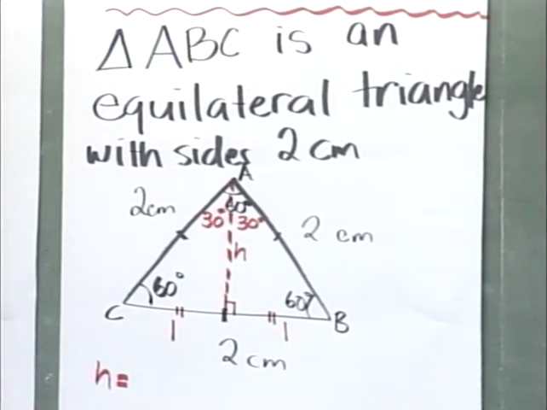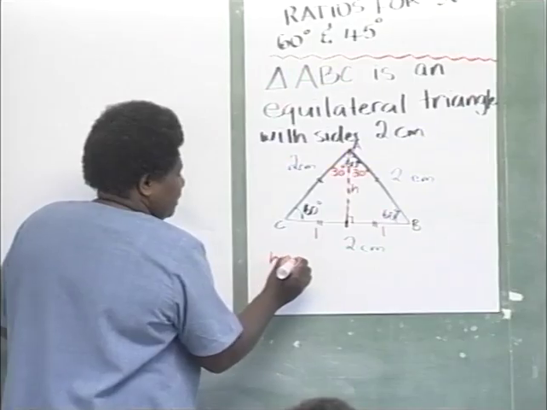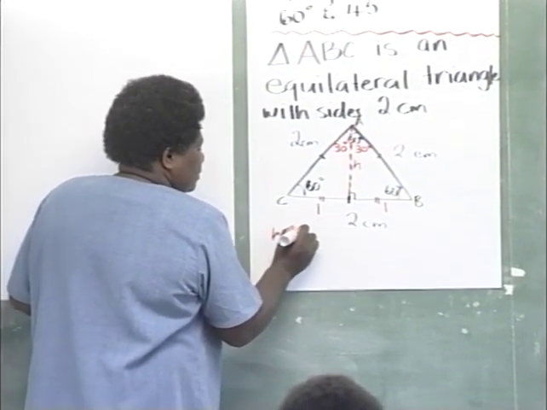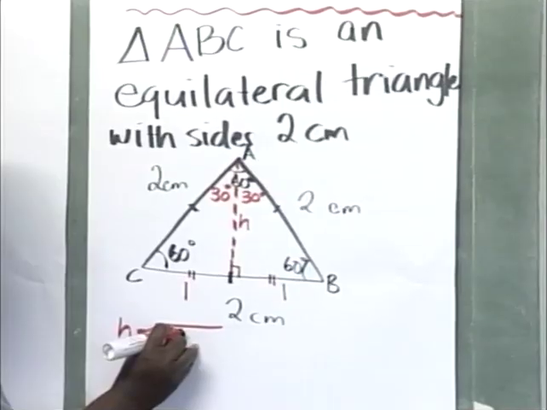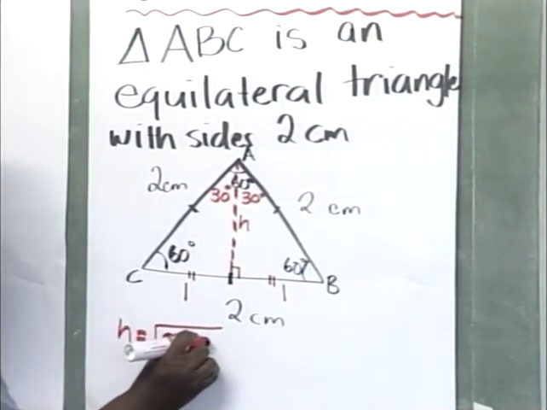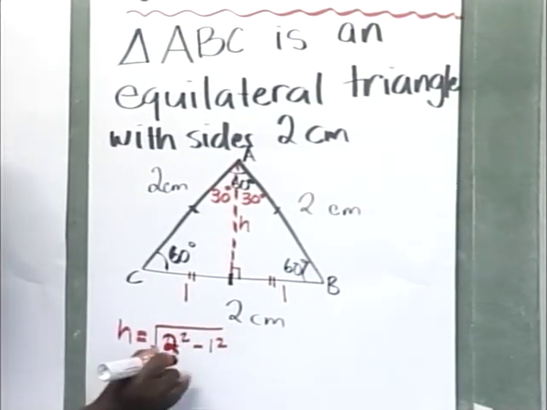Okay, what's the value for h? What's the length of the perpendicular height? Root 3 centimeters. And you do that by saying h is equal to the square root of 2 squared minus 1 squared, which is 4 minus 1, it's 3.